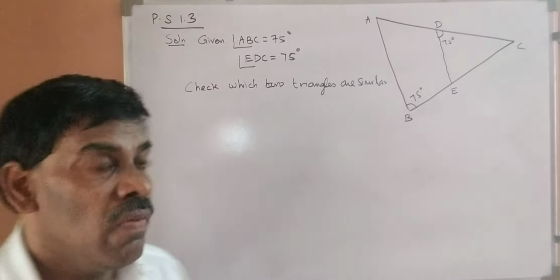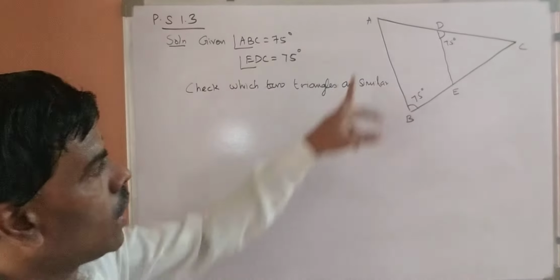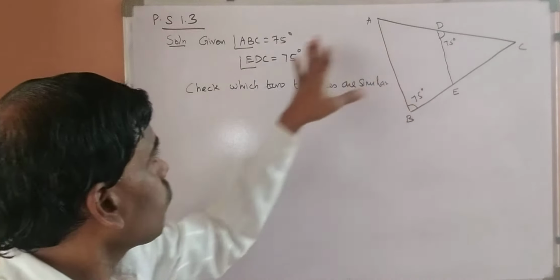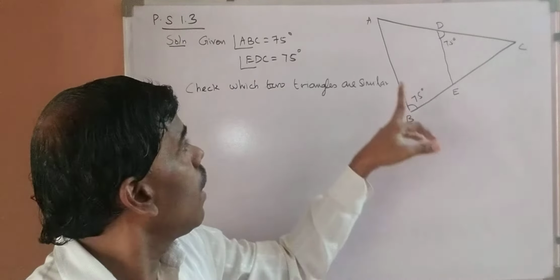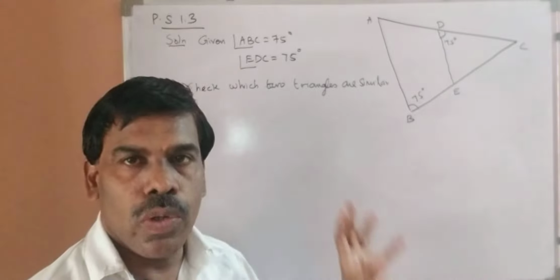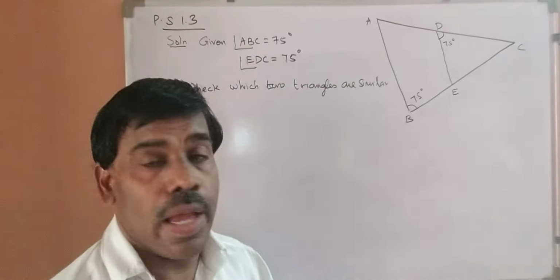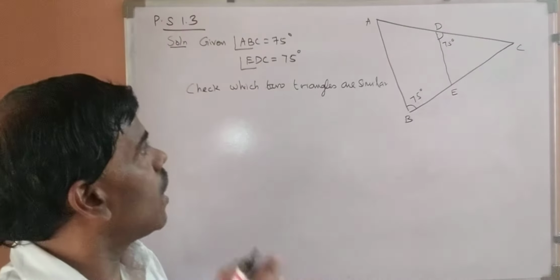Yeah, today we will start practice set 1.3, first sum. See here, there is a triangle given. Here angle ABC is equal to 75 degrees and angle EDC is also 75 degrees. Now we have to check which of these two triangles are similar. First we will see what is given.